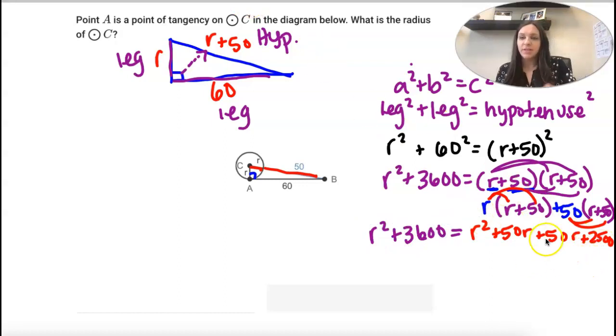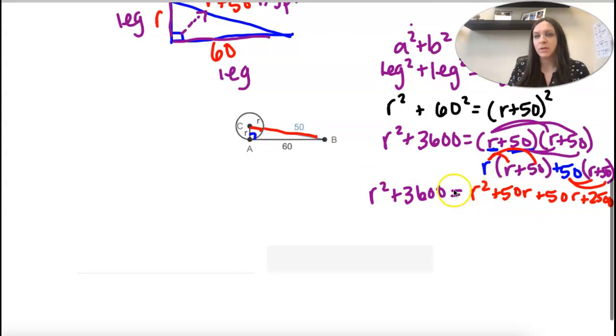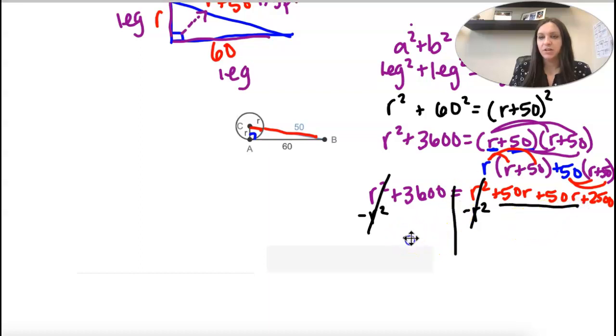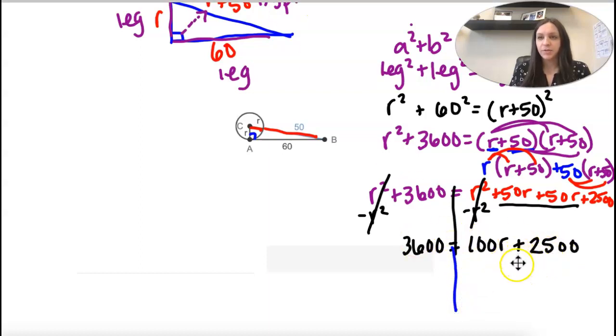Okay, now we solve. Now we start simplifying everything. So I'm going to get my R squareds together, and guess what happens? They go away. So I'm going to minus R squared on both sides, and they go away. And then I'm going to combine 50R plus 50R is 100R. And then we just keep solving. Okay, so I want to get my numbers together. So I'm going to subtract 2500 from both sides.